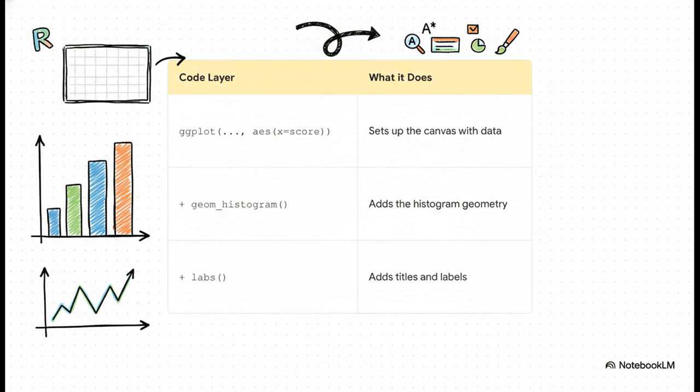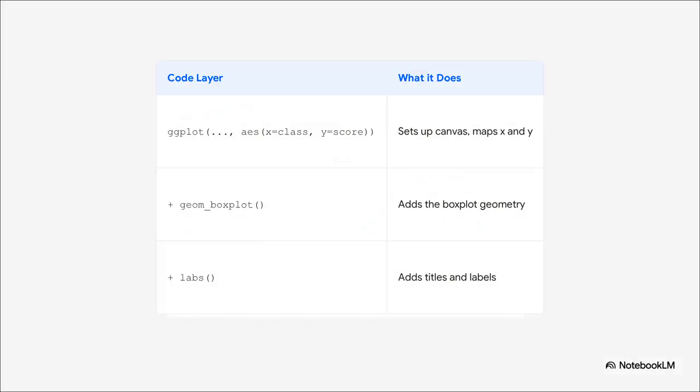geom_histogram is a geometry layer. It tells ggplot how to draw the data, in this case, as a histogram. And finally, we can add another layer, labs, to add a title. See, layer by layer. And we can use that exact same layered logic to create even more useful plots.